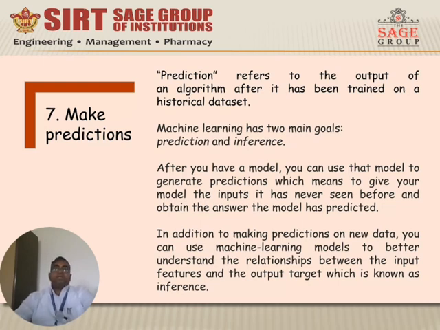Machine learning has two main goals: prediction and inference. After you have a model, you can use it to generate predictions, which means giving your model inputs it has never seen before and obtaining the answer the model has predicted. In addition, you can use machine learning models to better understand the relationship between the input features and the output target, that is the label, which is known as inference. So this is how we can find out the predictions.